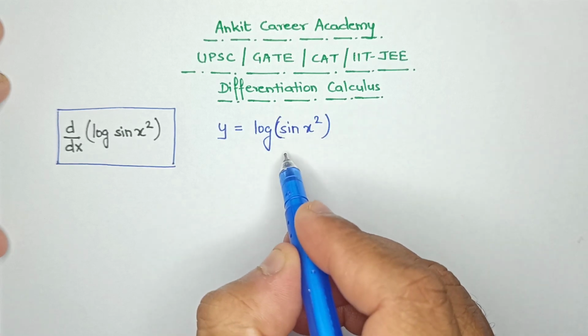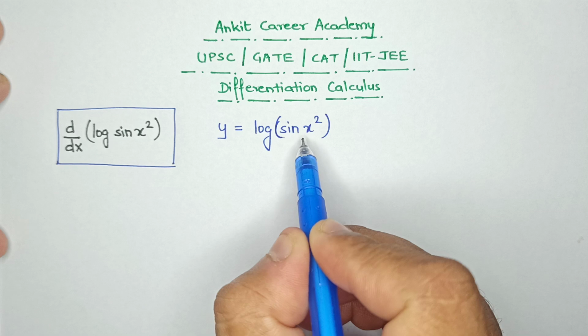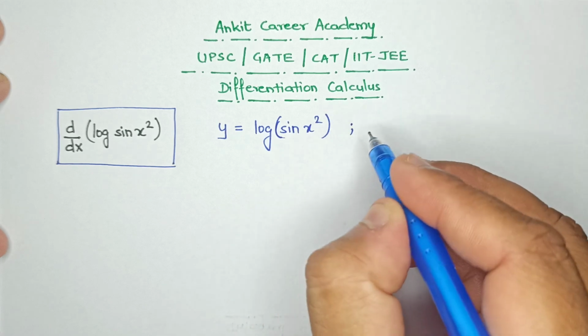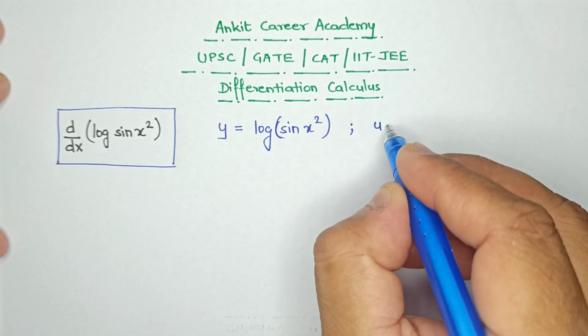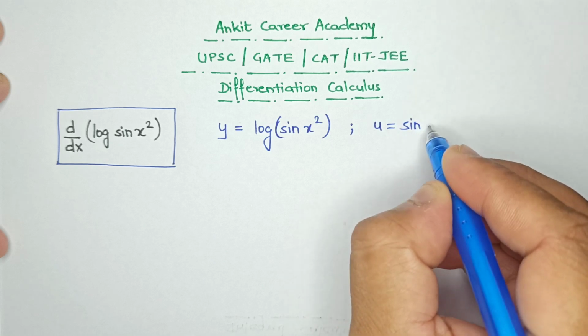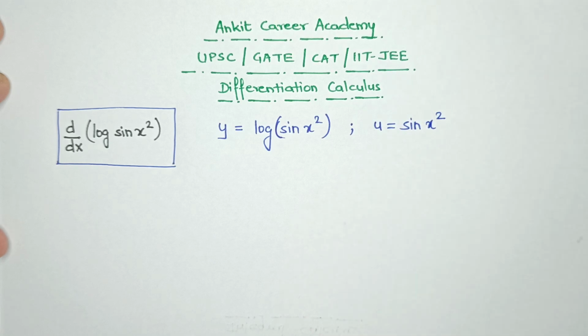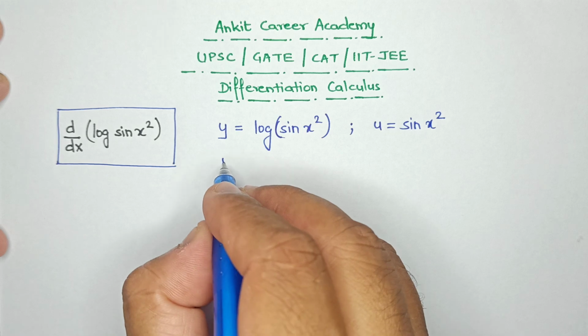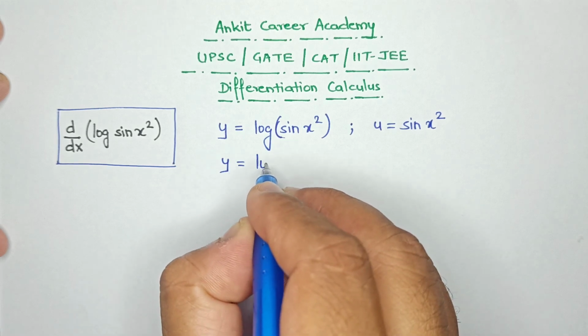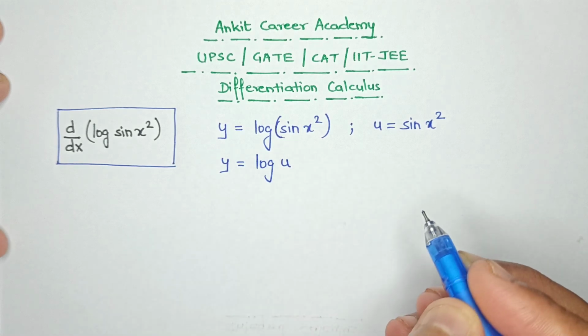Now the second substitution that we will be making is that this internal function here will again be substituted as a new variable. So let the value of u is equal to sine of x square. So now that means that our original question is y is equal to log of u.